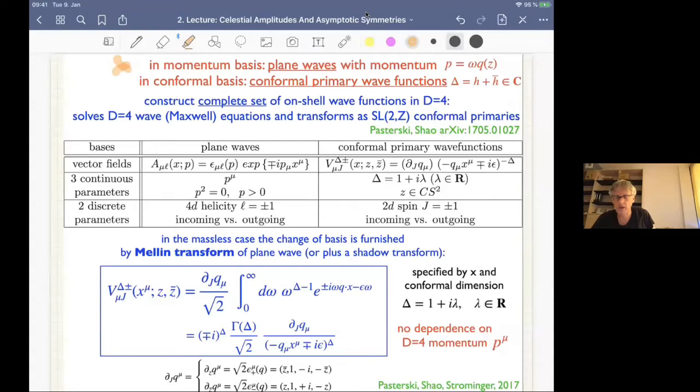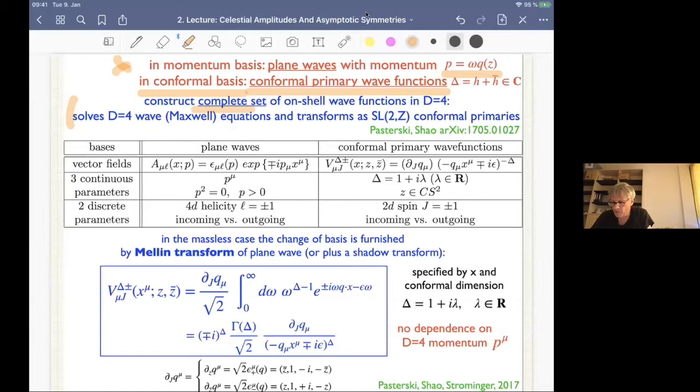But now we go to the conformal basis, where we have conformal primary wave functions, which are essentially Mellin transforms of these plane waves. On the celestial sphere, the momentum is a function of omega, which is the energy, and the vector q, which depends on z. Then you can construct a full set of conformal primary wave functions on the celestial sphere, which follows from solving the four-dimensional Klein-Gordon or Maxwell equations.